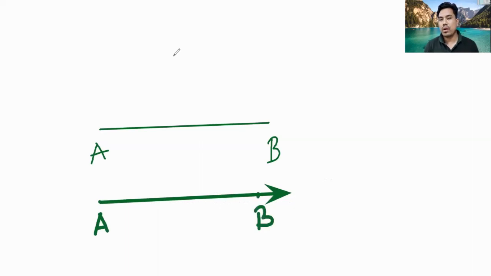So in a sentence, how to write this? You have to write it this way, AB. Since the ray is starting from A, you have to write it this way, A towards B.